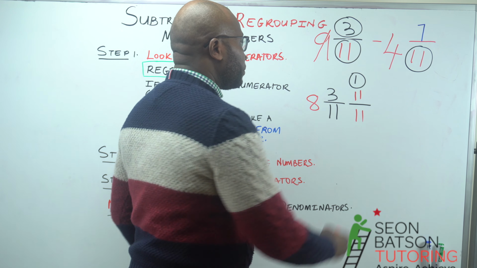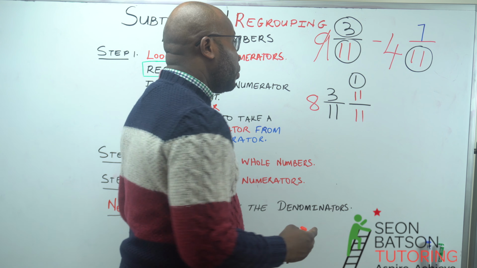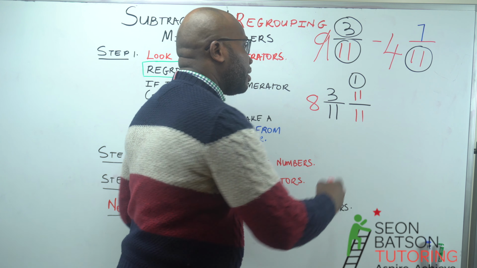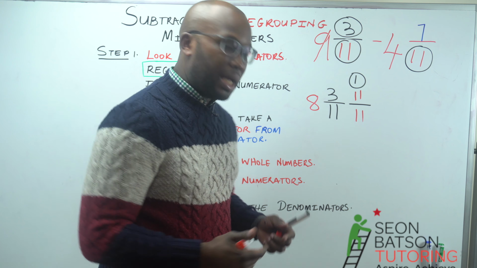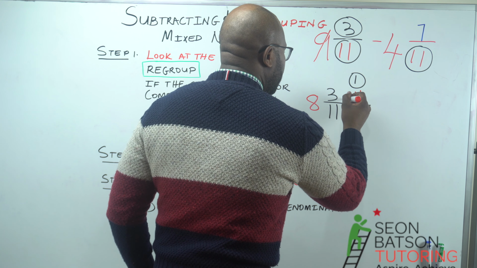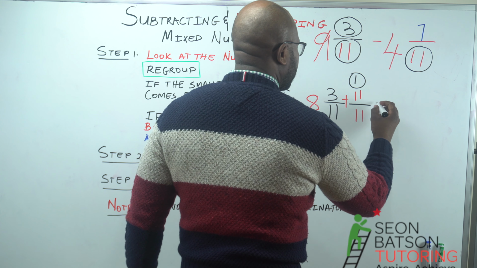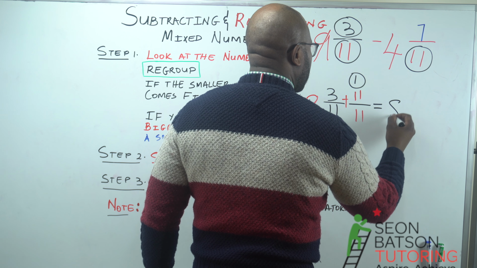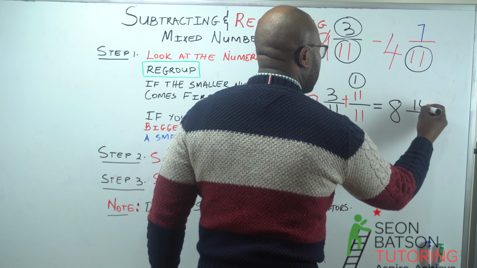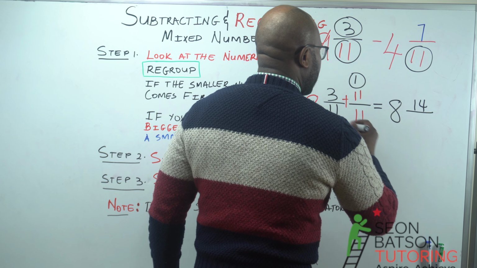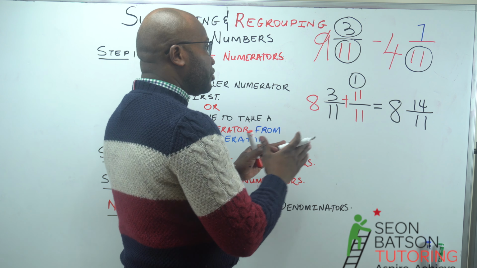And you know that 11 over 11 is a whole, because when the numerator and the denominator are the same, that fraction is a whole number. Yes? So we will add 3 over 11 to 11 over 11, and we will get what? Let's put back the whole number. 3 plus 11 is 14. Yes? And the denominator stays the same. So we have successfully regrouped.